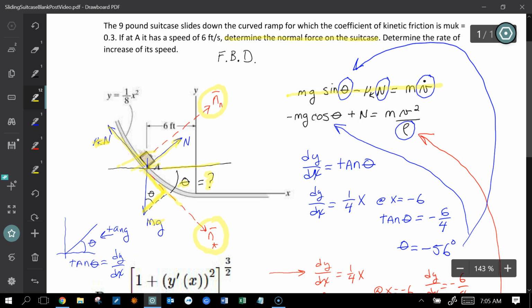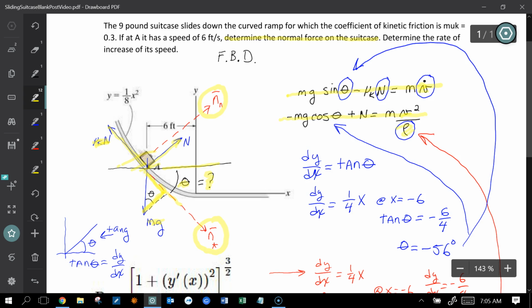Then I have the friction force, mu k n. It's backwards. It points back up, and that's equal to mass times acceleration in the tangent direction. This equation here is the summation of forces in the normal direction. So you have a component of the gravity. You also have the normal force, and that's equal to the mass times acceleration in the normal. So these are the formulas for those guys.